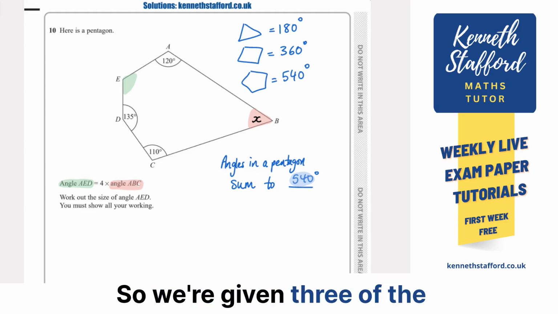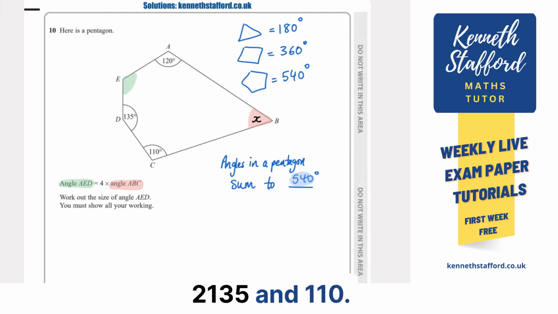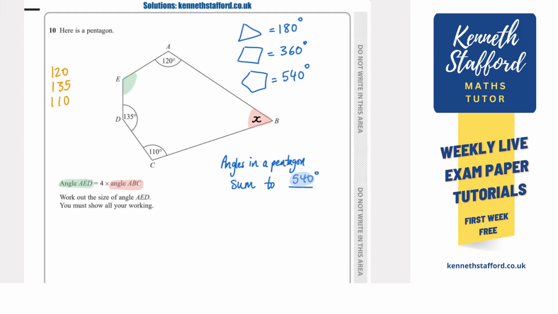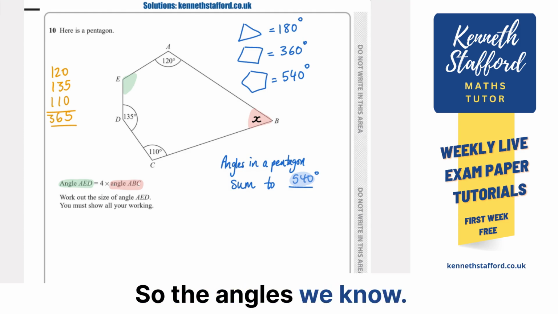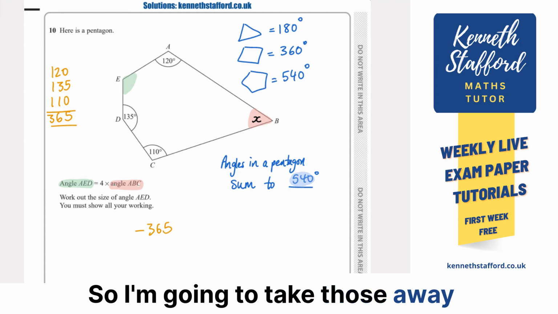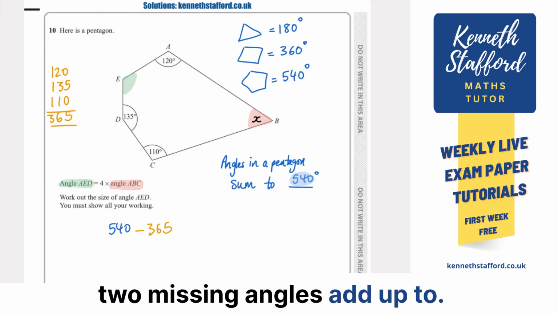So we're given 3 of the angles. We're given 120, 135, and 110. So my first thoughts here would be, I'm going to add those together. And I get 365. So the angles we know add up to 365. So I'm going to take those away from 540 to figure out what the 2 missing angles add up to.